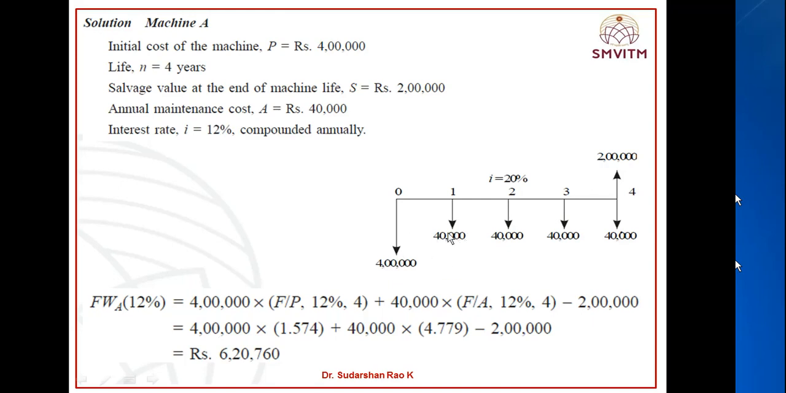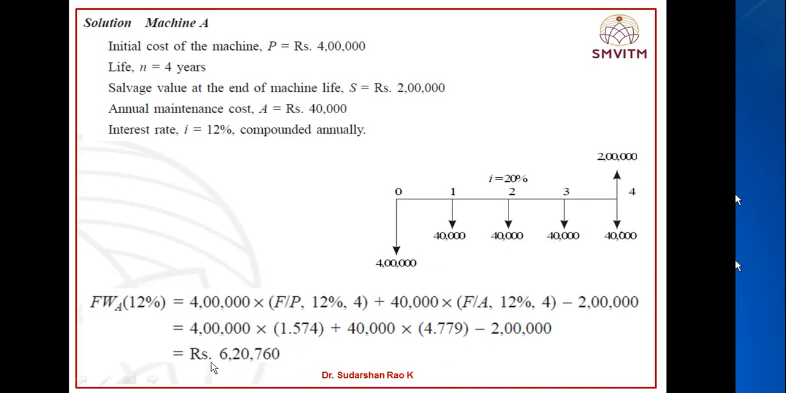That is, the cost is considered positive because the cost dominates the cash flow. So 4 lakh into F by P, because the present value should become the future value: P into F by P, 12%, 4 years, plus the A should be converted into the future value, that is A into F by A, 12%, 4, minus 2 lakh. From the table you will get the factor values: F by P 12% 4 is 1.574 and F by A 12% 4 is 4.779.